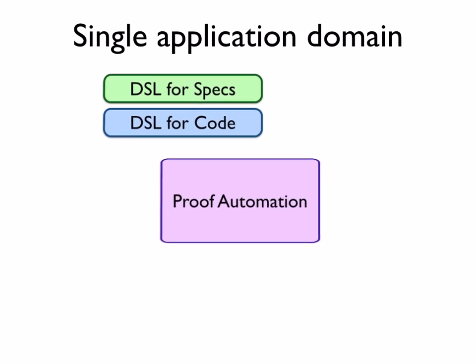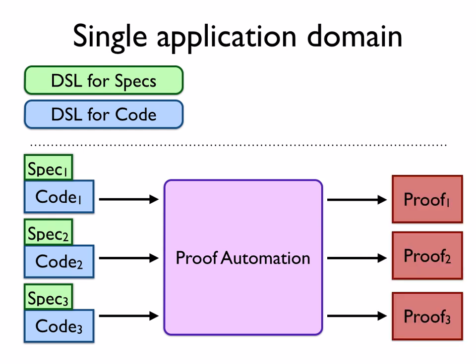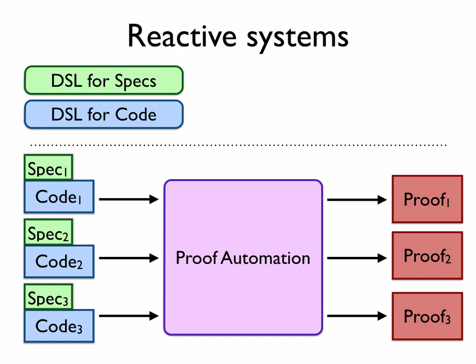And so a user of such a system simply has to write the code and specification for a program, then send this code and spec through the proof automation, and the proof automation outputs fully machine checkable proofs, giving the user the same strong guarantees provided by proof assistants without requiring the user to write any proofs manually. And so we instantiated this idea in the domain of reactive systems, which I'll define next slide.